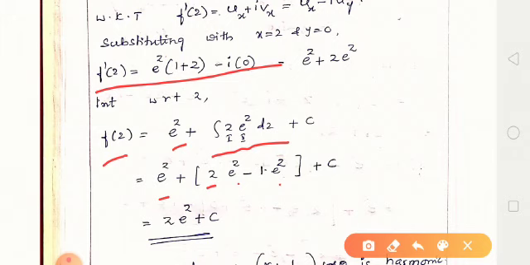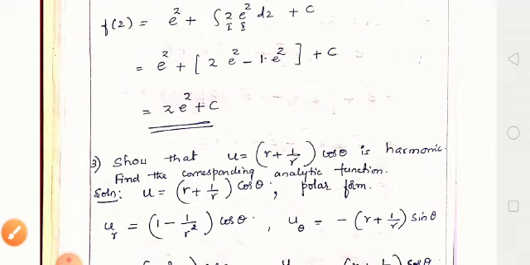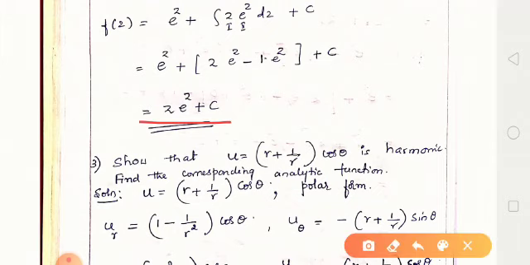So on simplification, we will get f of z equal to z e^z plus c. This is the corresponding analytic function.